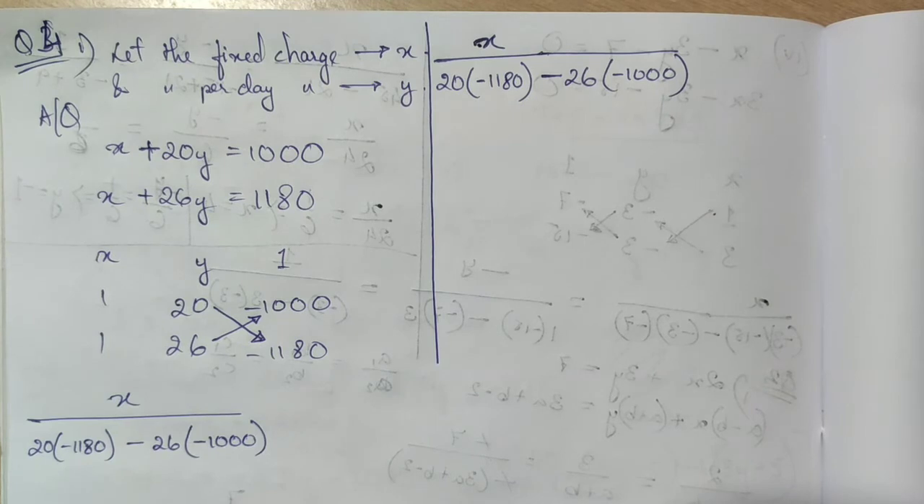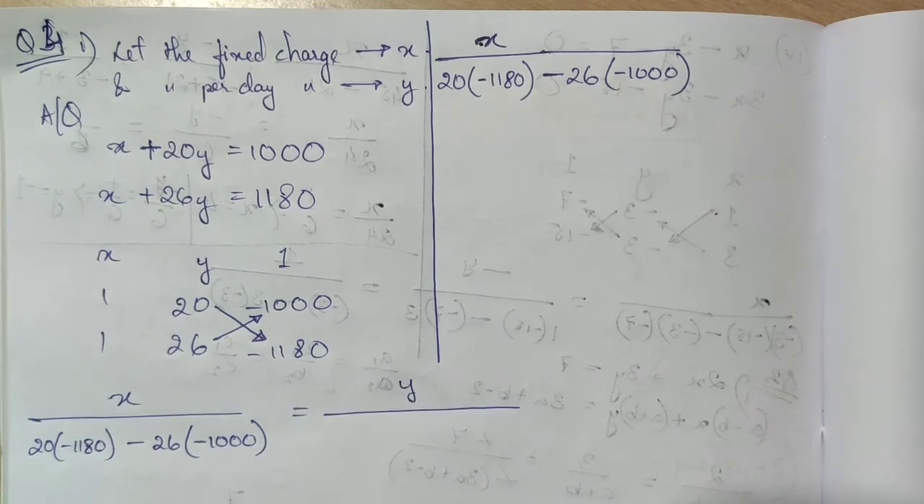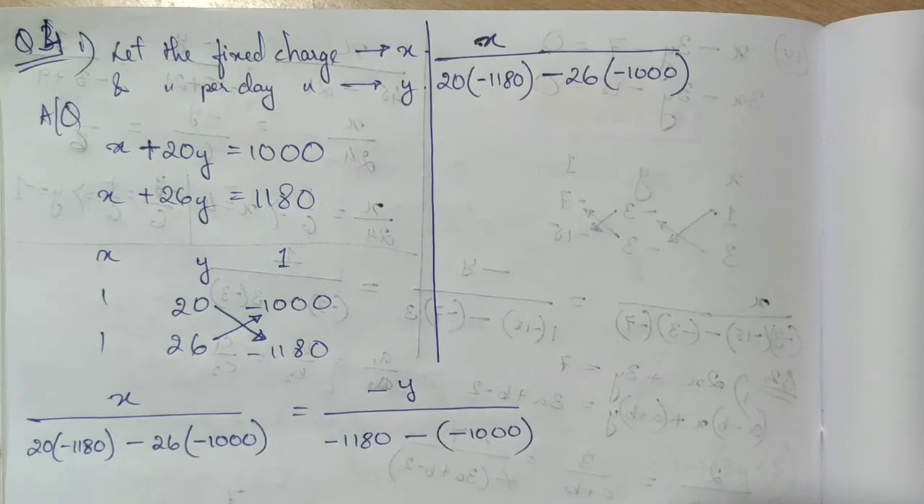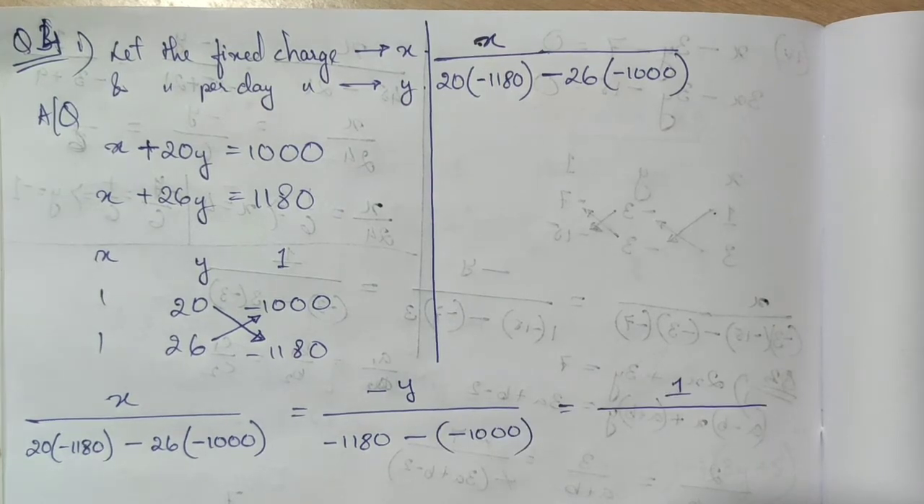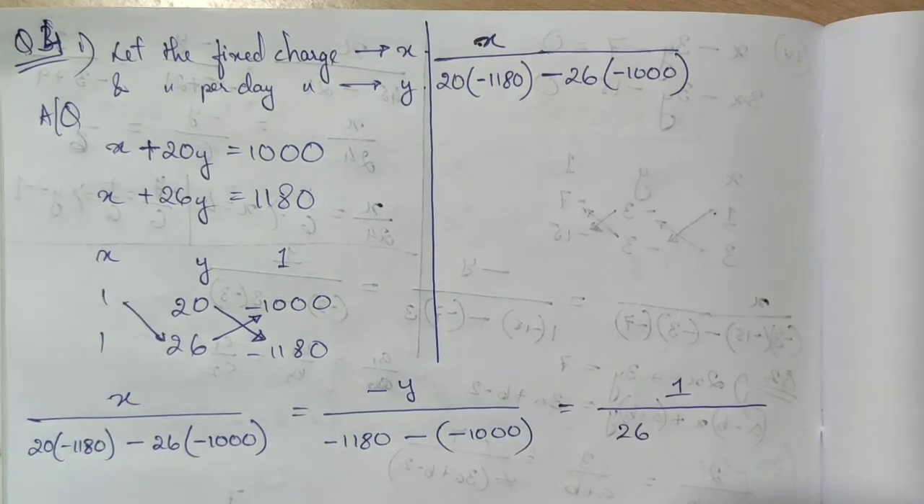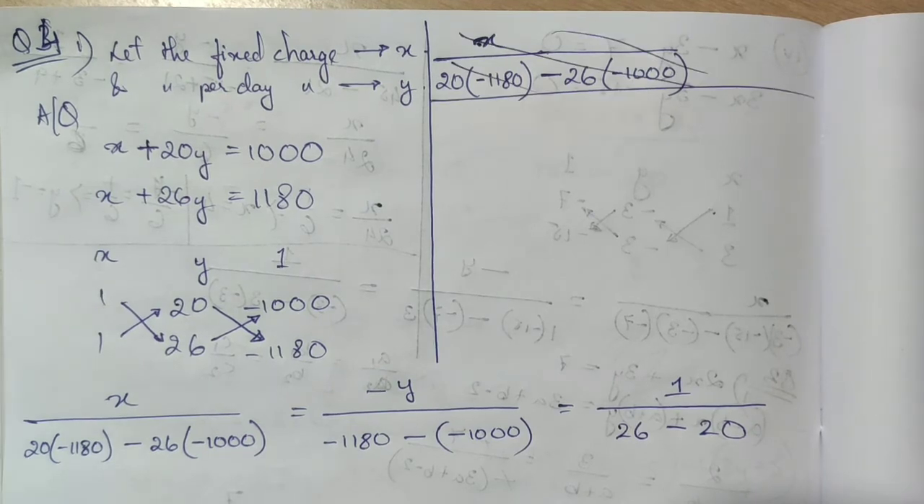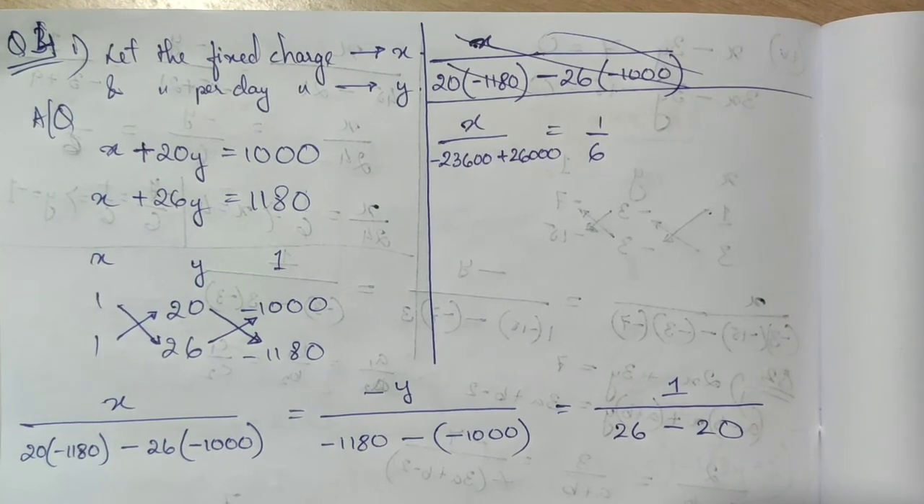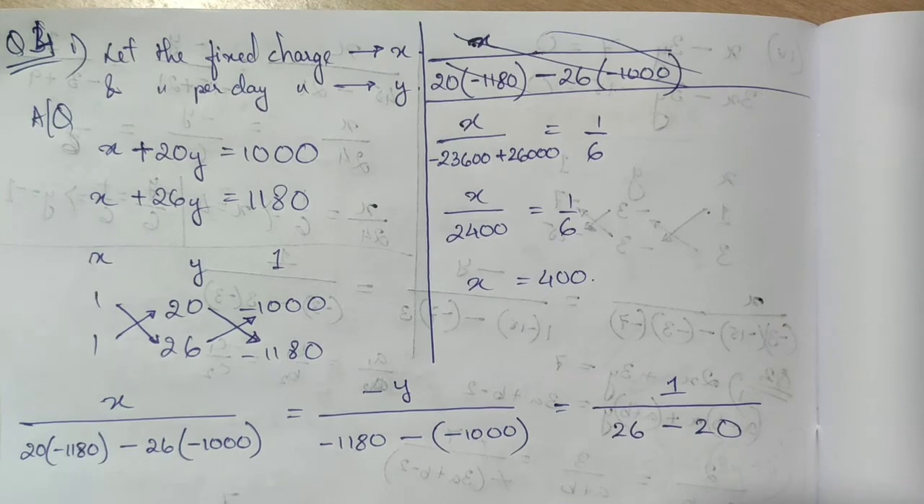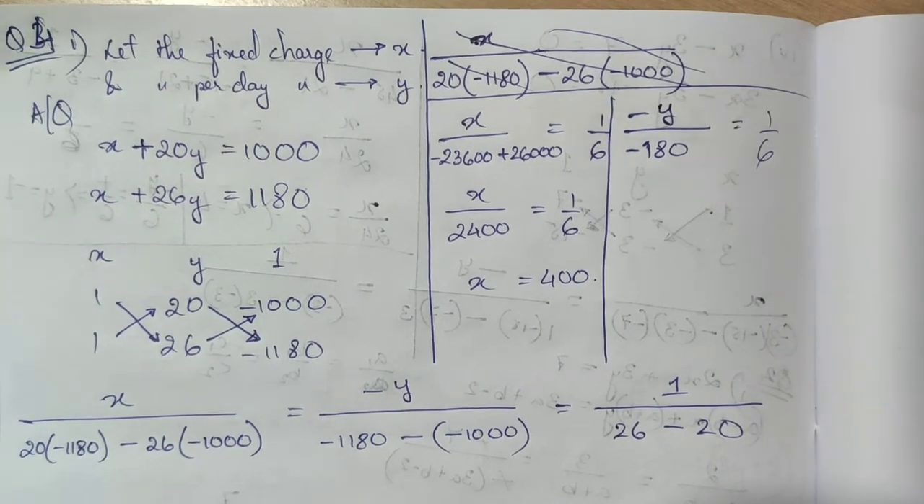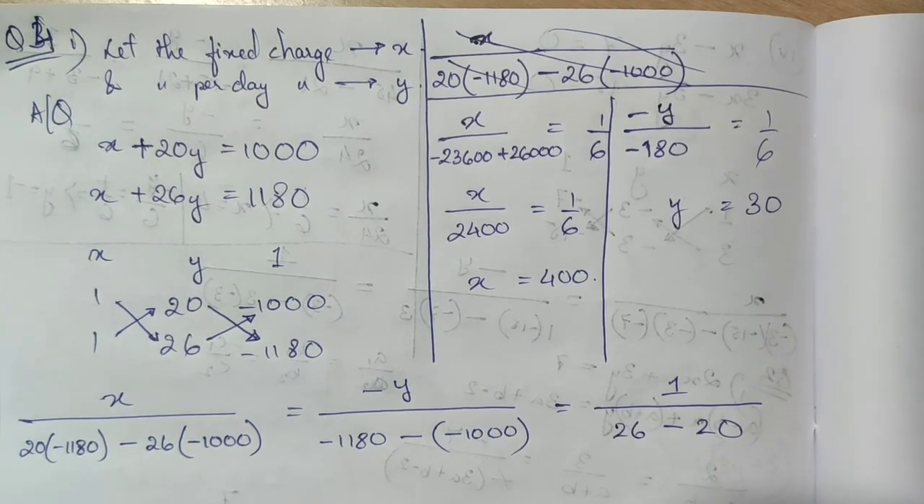Okay, let me rewrite this here. So y should be negative. Remember, 1 will be multiplied with this, and again 1 will be multiplied with 1000 for coefficient of 1. Understood? Now let's solve this. So x will be equal to 400 rupees. Now y will be equal to 30 rupees. So 30 rupees per day is the charge. Understood? So this is simple, students. You have to write the statements after that also.